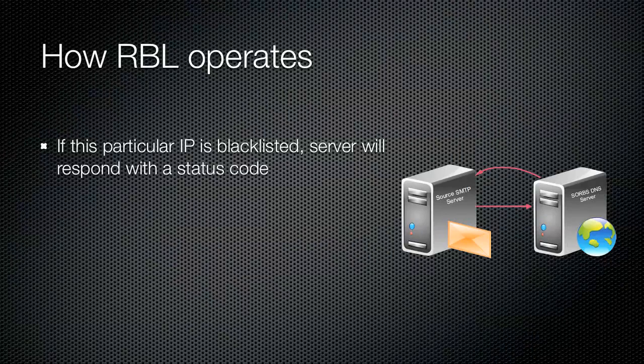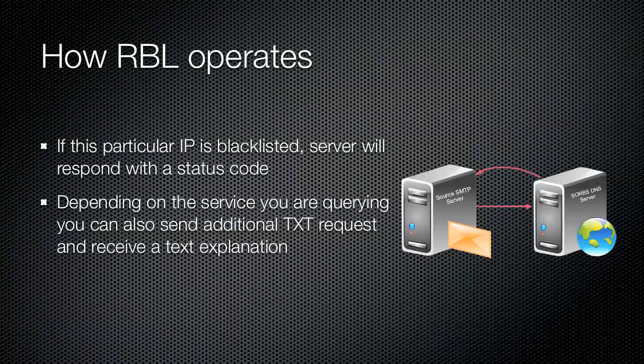Some servers do respond, some servers don't respond, but it depends on your implementation. And also, depending on the implementation, you can send an additional TXT request. It's a different type of request to find out what the reason is. So, for example, if the server is blacklisted because it's an open relay, it will say something like, this IP is open relay. Or typically what it does is give you back a link to a SORBS website where you can actually find out details of why a particular IP has been blacklisted.